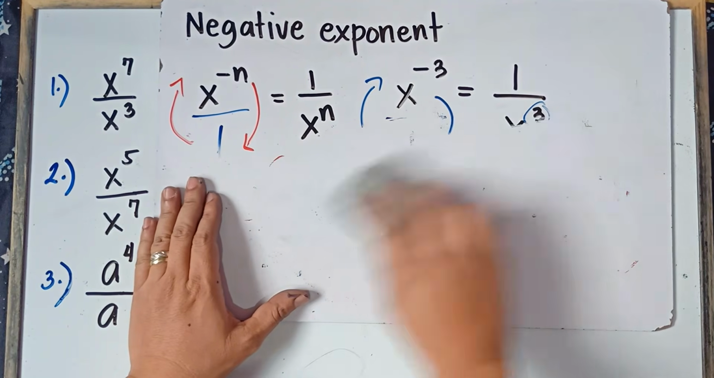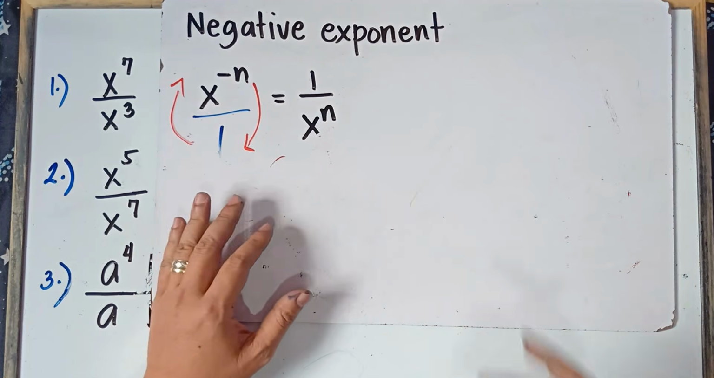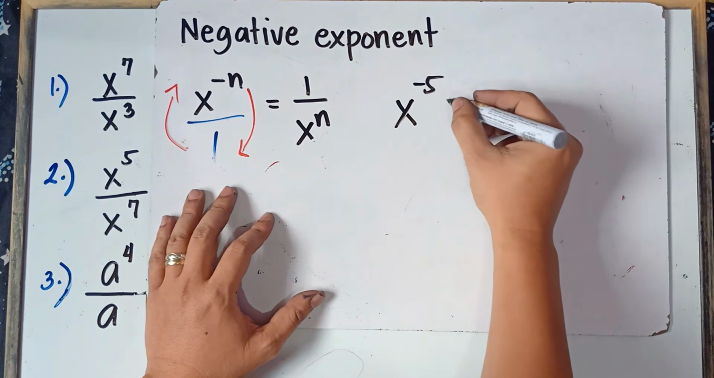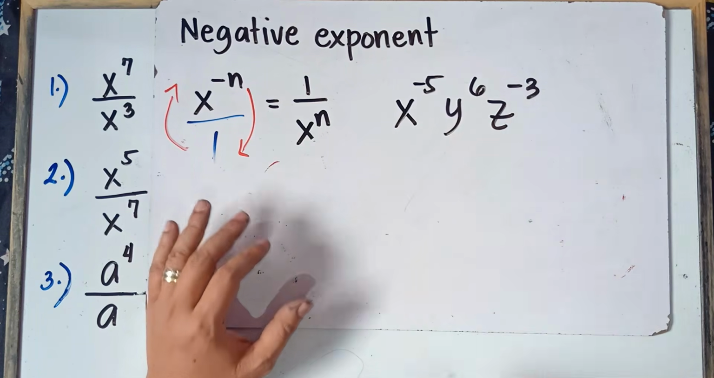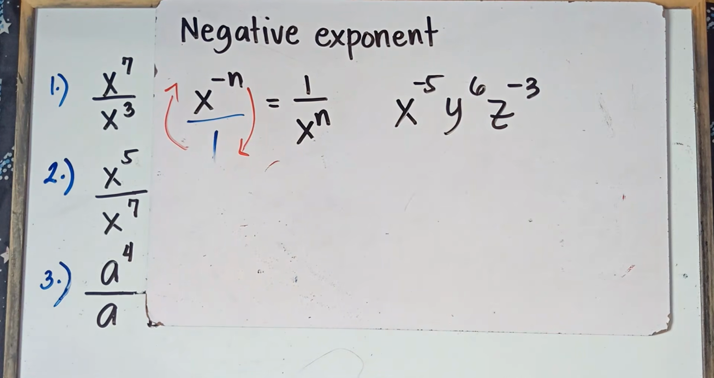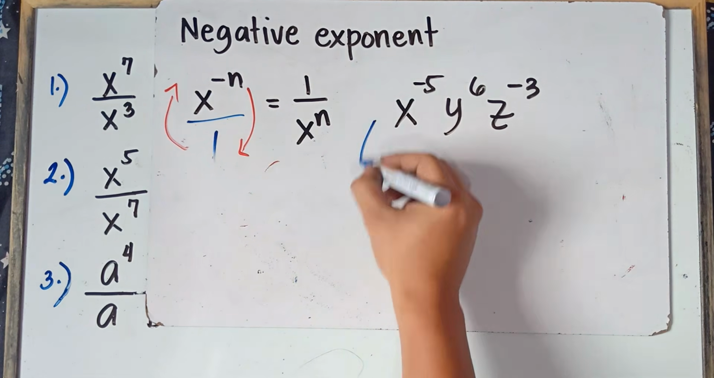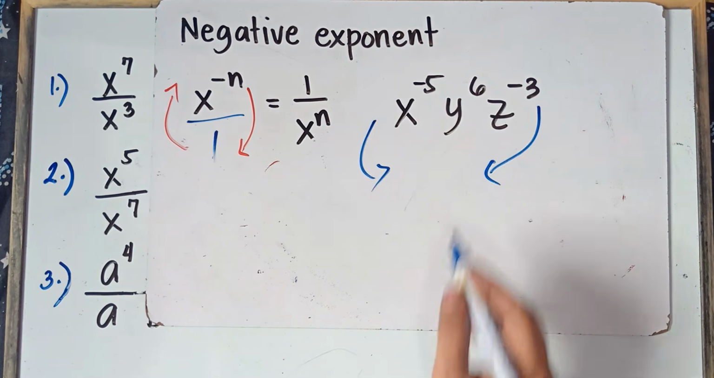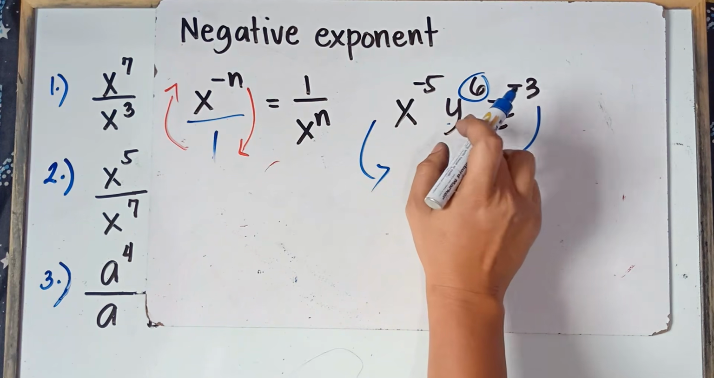What if I say, another example class, what if I say x raised to the power of negative 5, y raised to the power of 6, and then z raised to the power of negative 3, how will you simplify that 1 class? Make it simple class. This is negative exponent, put this one on the denominator. This is negative exponent, put this one on the denominator. And then this y raised to the power of 6, this is positive, remain class on the numerator.